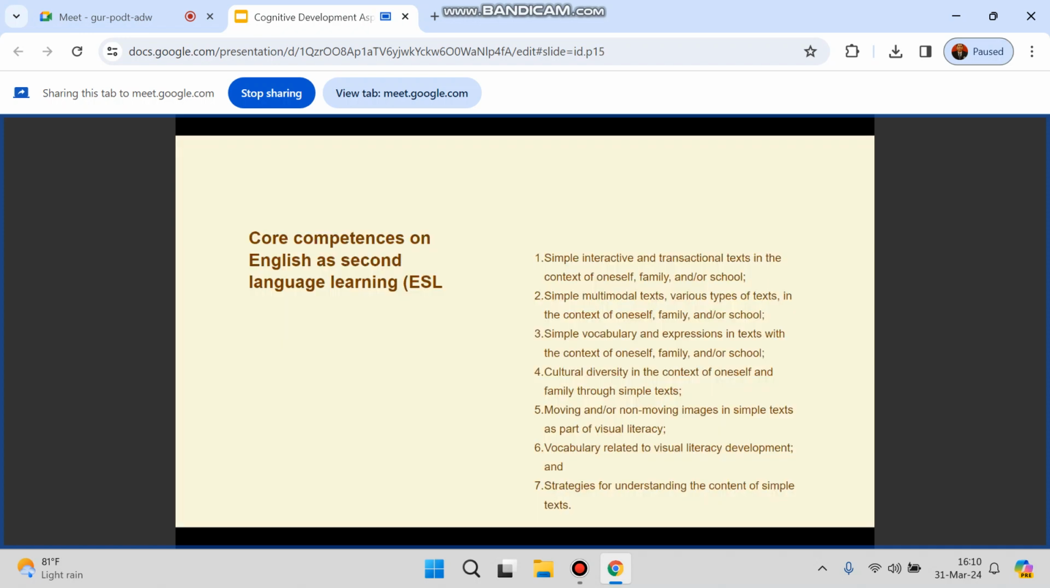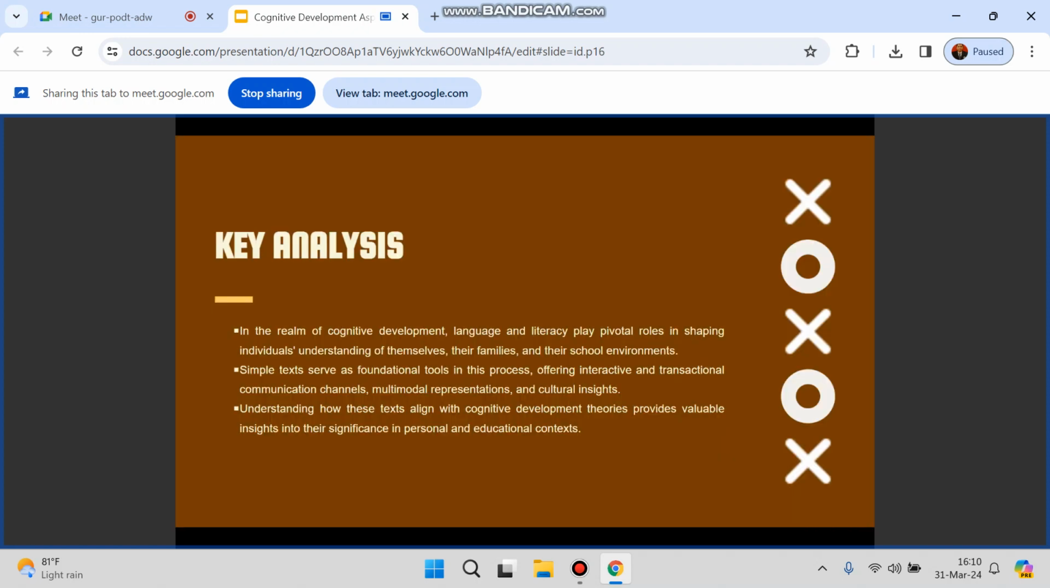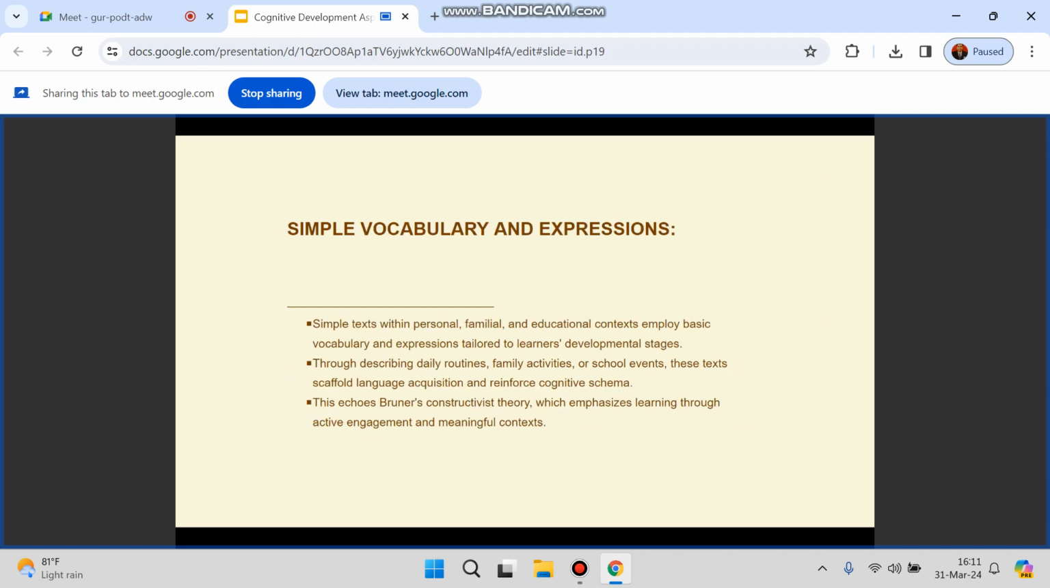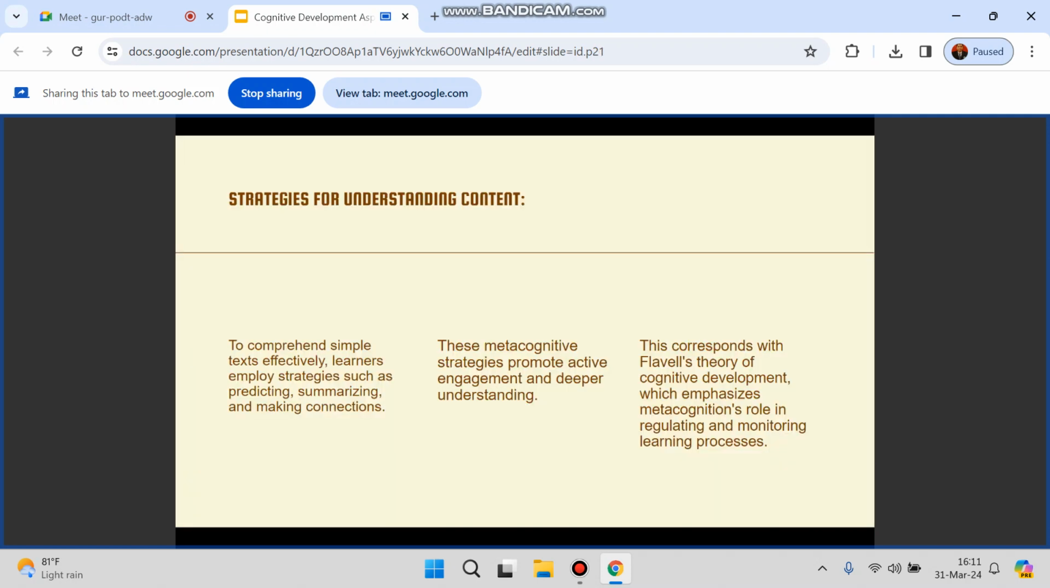The second one is about core competencies on English as a second language learning, ESL: simple interactive, simple multimodal text, simple vocabulary, cultural diversity, moving and or non-moving image, vocabulary related to visual literacy, and strategies to understand content in simple text. The key analysis is literacy. Language and literacy play pivotal roles in shaping individual understanding of themselves. Simple text serves as a foundational tool in this process, and understanding how this text aligns with cognitive development theories.